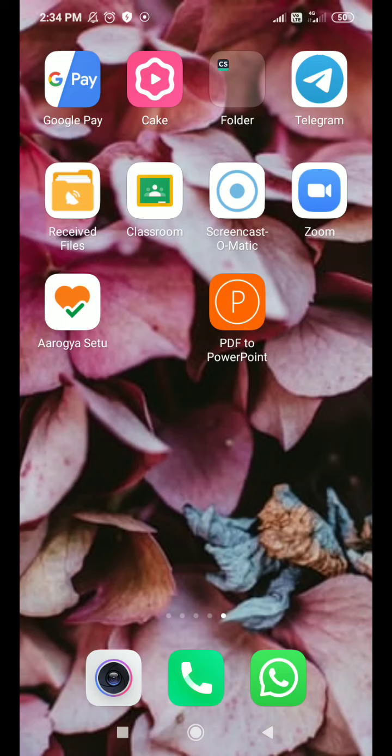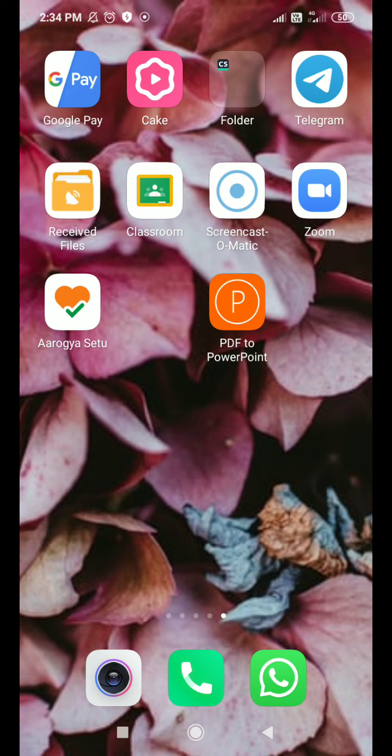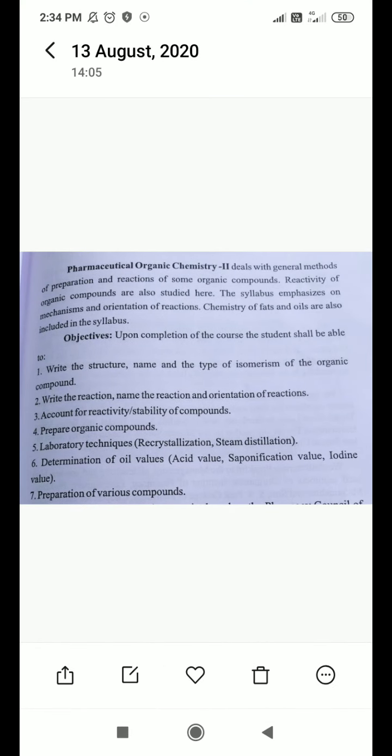Good afternoon, students. Today we'll discuss, in the first lecture of the pharmaceutical organic chemistry syllabus, the whole syllabus for this semester and the scope of pharmaceutical organic chemistry part 2. Okay, what is the scope of pharmaceutical organic chemistry part 2? Why has this subject been designed for the syllabus?